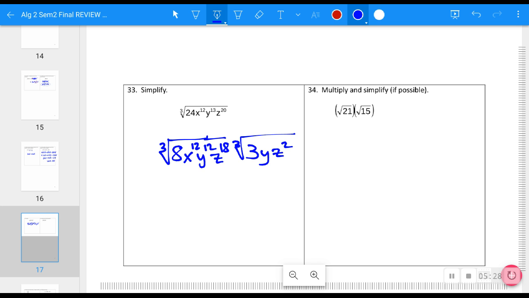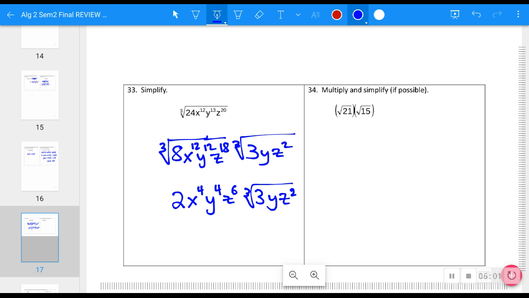Okay, cube root of 8. Cube root of x to the 12th. You take 12 divided by 3. Cube root of y to the 12th. 12 divided by 3. Once again, you get a fourth power. Now, 18 divided by 3 is actually 6. And then you've got your leftovers here. Okay, so that one's finished. Kind of a complicated answer.